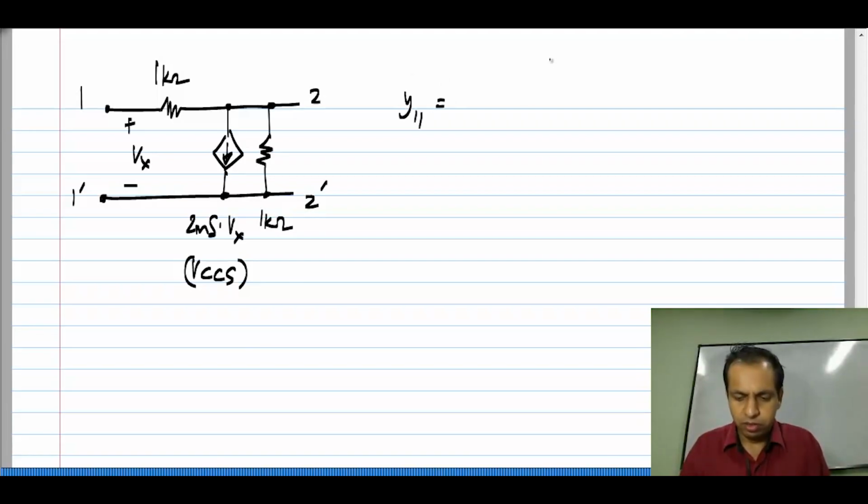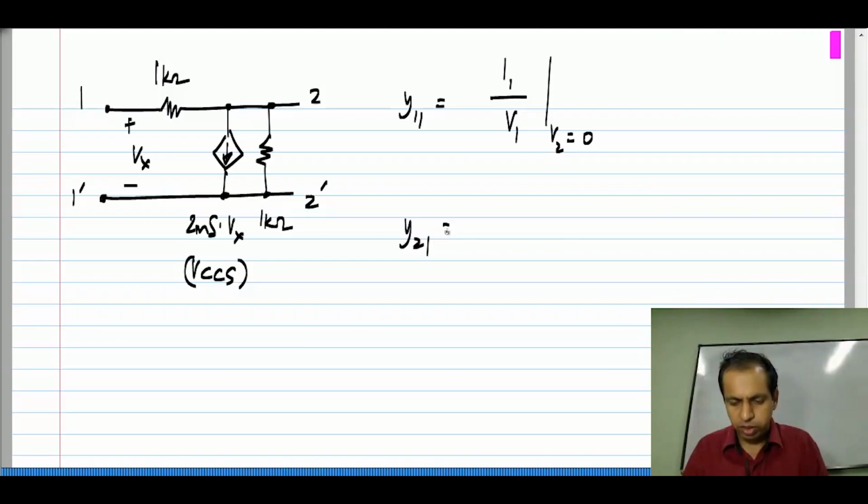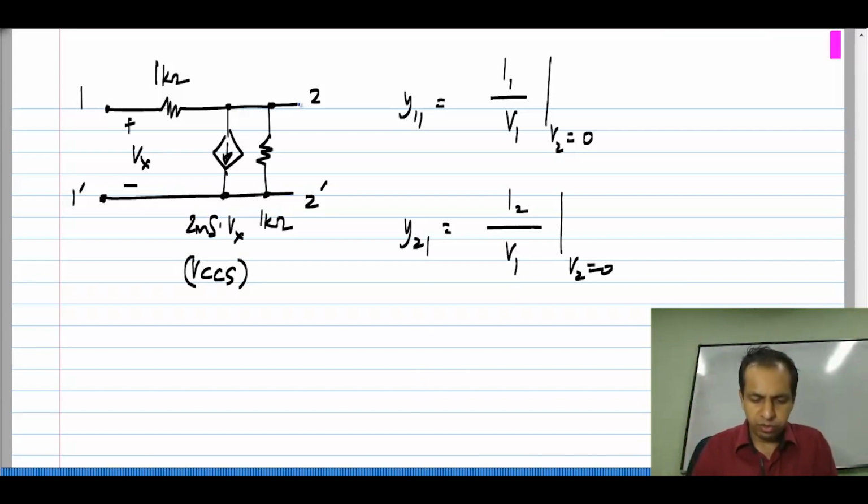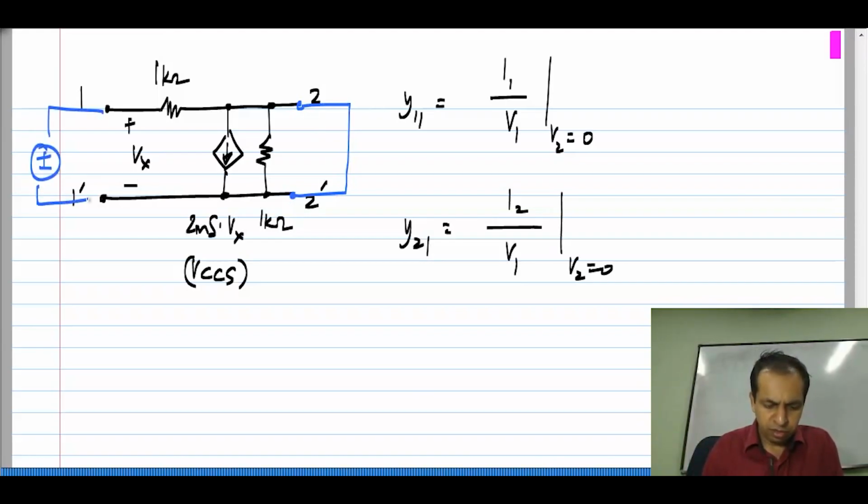So, for y11, you short port 2, that is, you set port 2 equal to 0 and find the ratio of I1 to V1. Okay. And for y21, you also short port 2 and find the ratio of I2 to V1. So, in other words, what we do is we short circuit this, apply V1 here, and we need to find these 2 currents. Okay. We need to find this current I1 and this current I2.